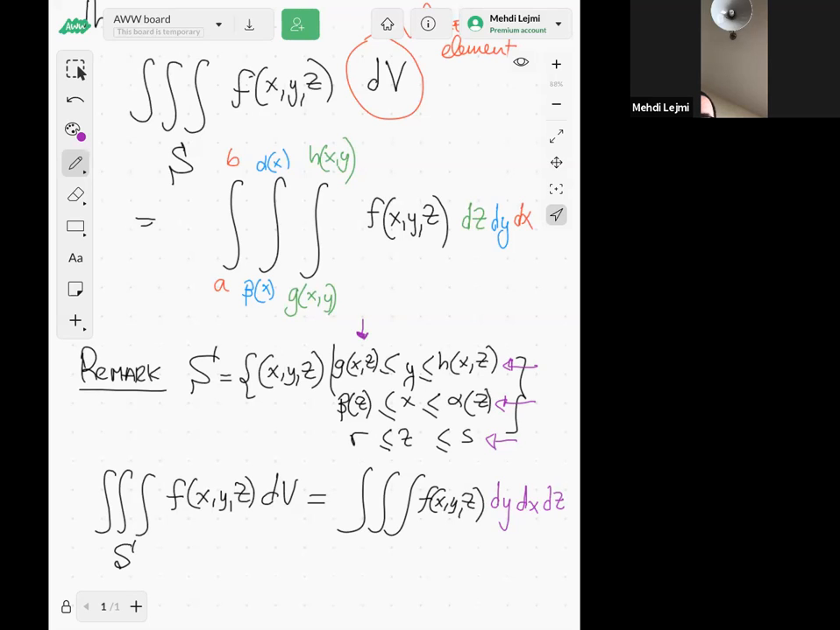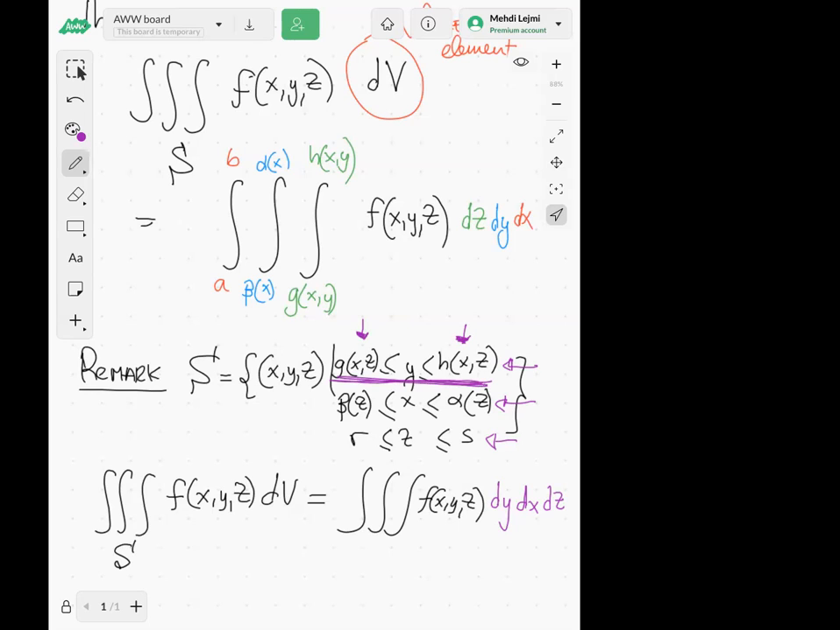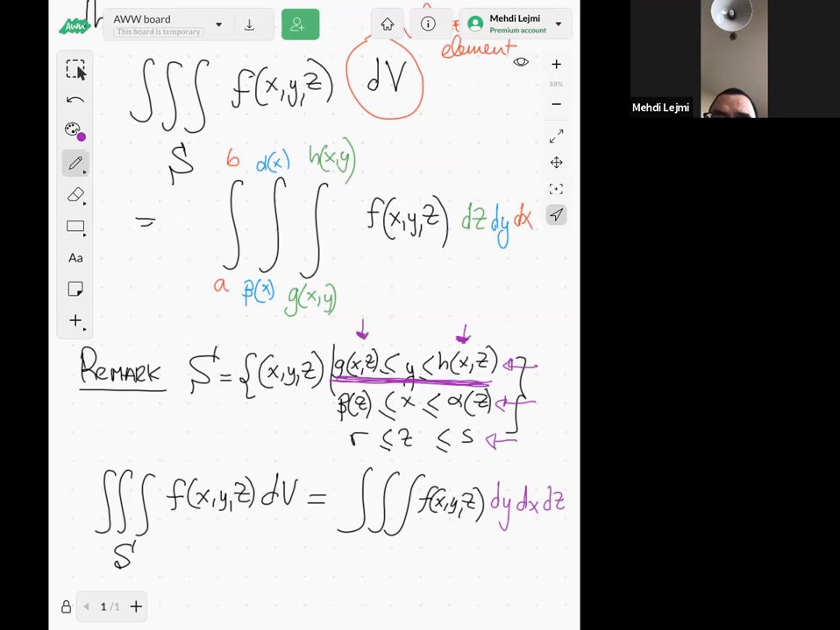No. So the first integral would be with respect to the variable which is between functions of two variables. Like here, y is between functions of two variables. So that will be your first integral. Two variables, and then one variable, and then constant. Okay.